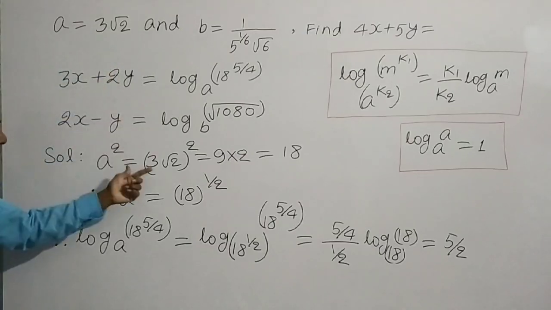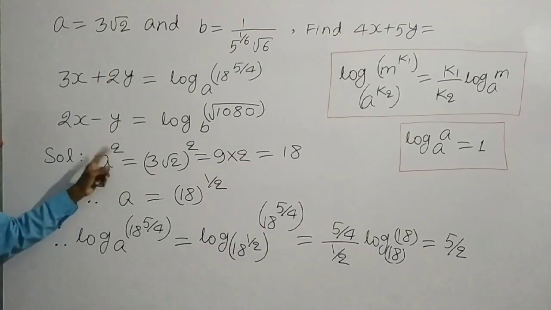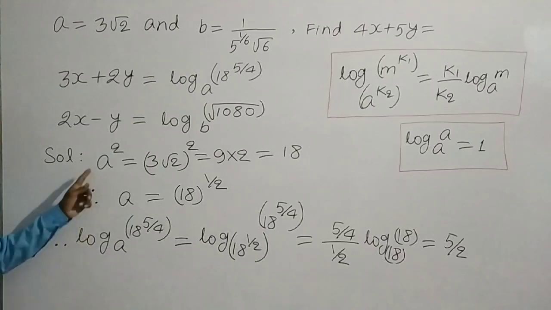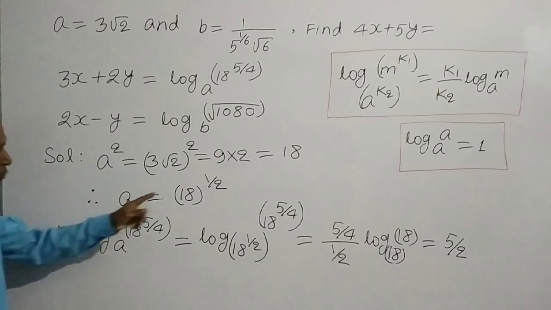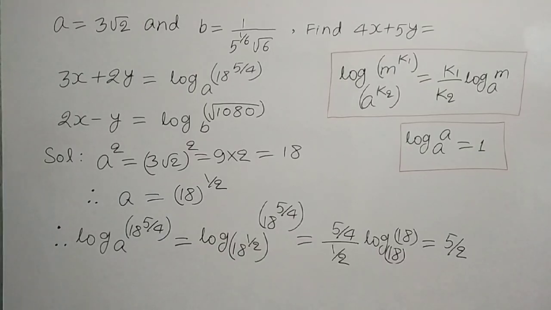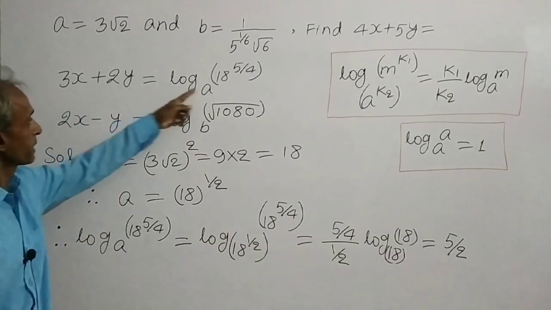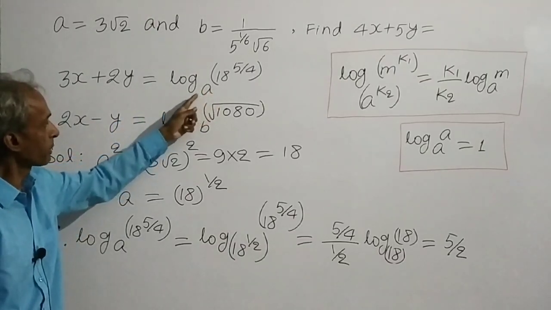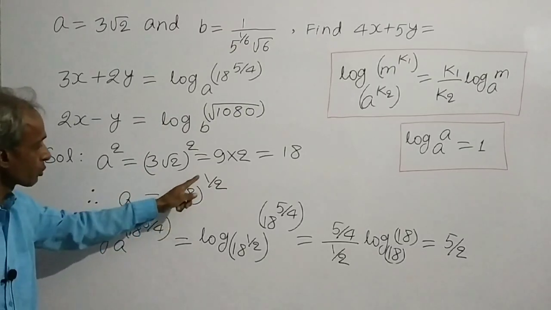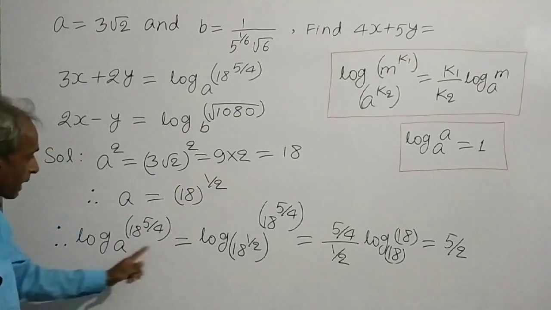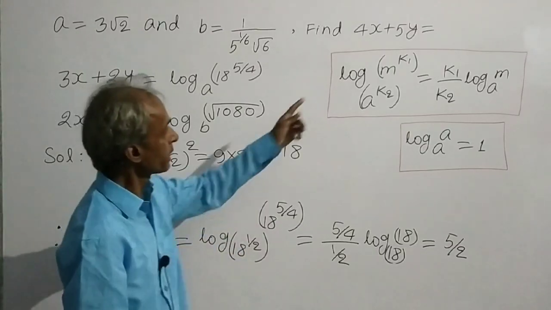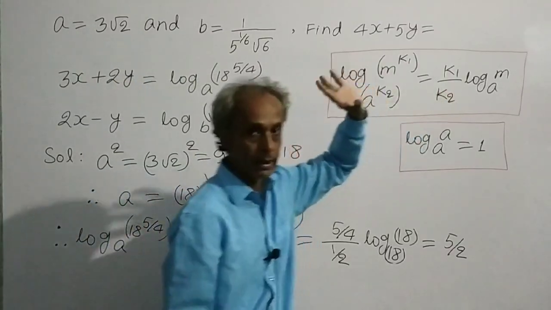Squaring both sides, we get a square is equal to 18. Therefore, a will be equal to 18 to the power 1 by 2. Now, in this equation, in place of this a, we write 18 to the power 1 by 2. And now we apply this formula.